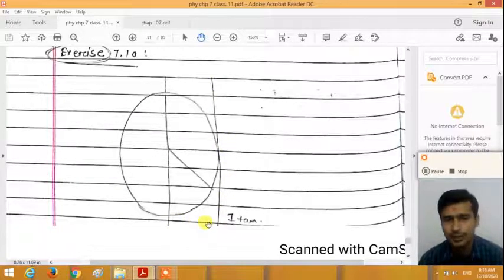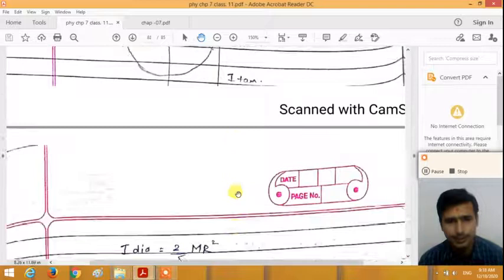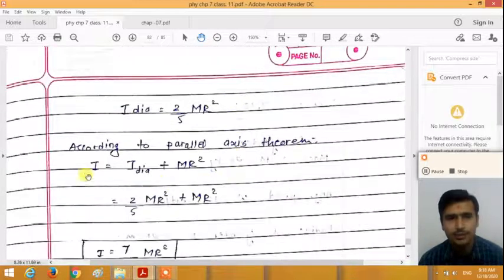So we use here parallel axis theorem, right? What is the parallel axis theorem? I is equal to IC plus m d square. So moment of inertia of the sphere about its diameter, I diameter is equal to 2 by 5 mr square. According to the parallel axis theorem, I is equal to IC plus m d square. D is the distance between the two parallel axes.